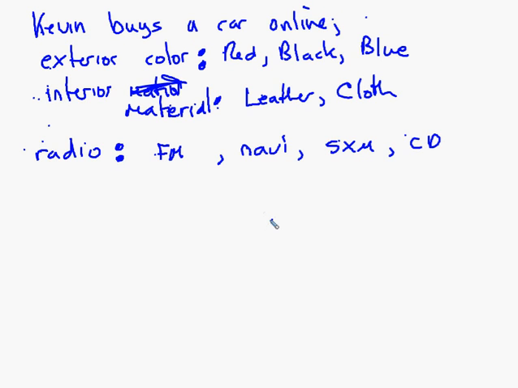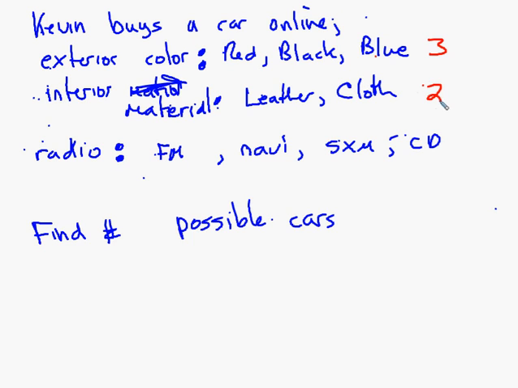So what do we want to do? We want to find the number of possible cars that he could select based upon this model. Okay, so we see here that he has 3 choices for color, he has 2 choices for material, and he has 4 choices for radio. So the first way to find the possibilities is called the multiplication principle.